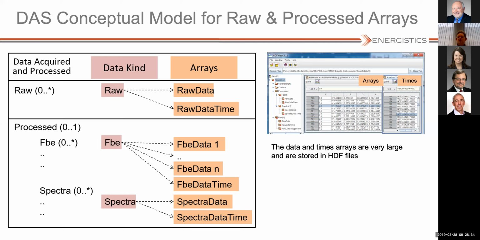You also see there are some other elements. For example, we have a custom node under which you can store attributes that are particular to a certain vendor and that you may only want to communicate with your customer. We also have a calibration object. And then at the top node, we have attributes that describe the acquisition.